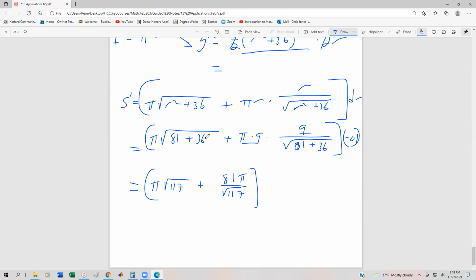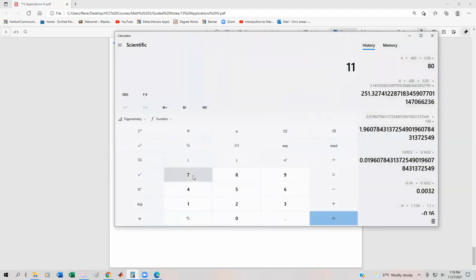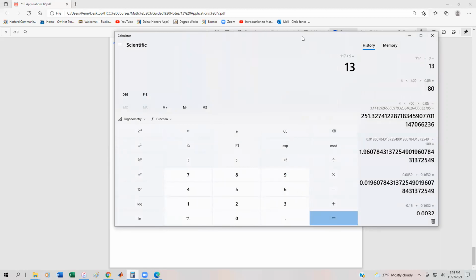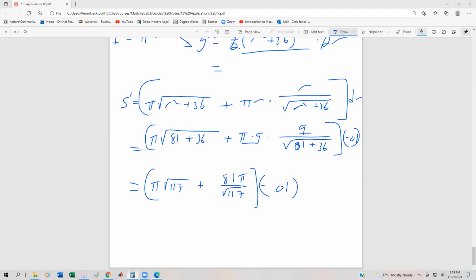And that's going to be times negative 0.01. Now, 117, I believe, has a factor of 9 in it, so we can actually factor this down a little bit, and then we're going to get a composite answer for this. So 117 divided by 9 gives us 13. So another way to write the square root of 117 is the square root of 9 times 13, or 3 root 13.